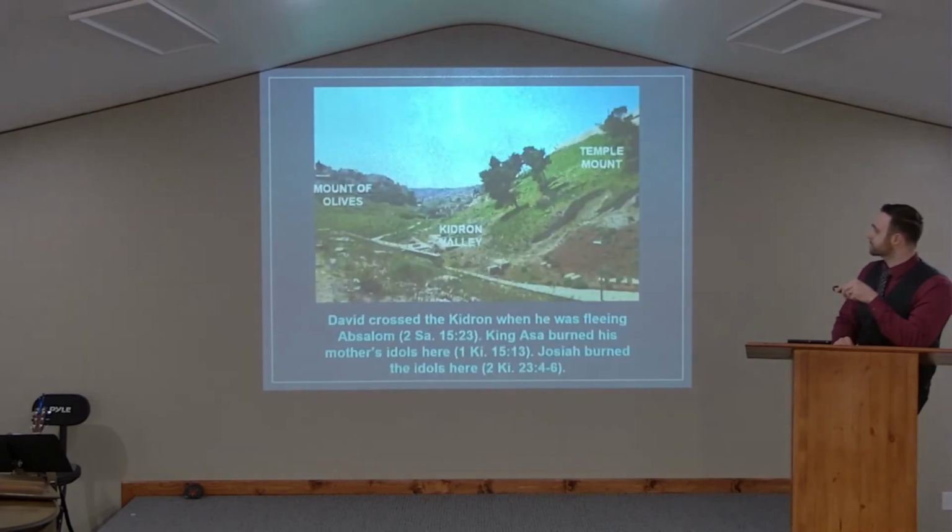So David crossed the Kidron, fleeing Absalom. He would have run right through this valley. King Asa burned his mother's idols here. Josiah burned the idols here as well.